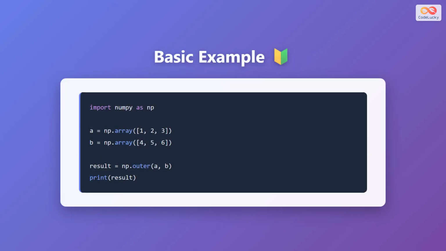Here's a practical example. First, we import NumPy as np. Then we create two arrays, array A with values 1, 2, 3, and array B with values 4, 5, 6. We call np.outer with these two arrays and store the result. Finally, we print the result to see our outer product matrix.